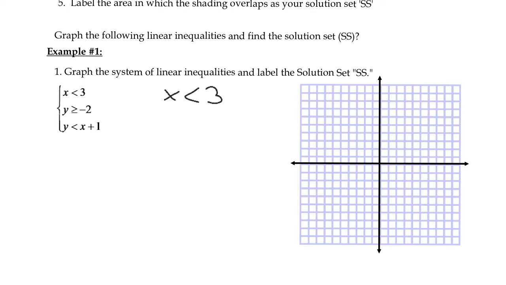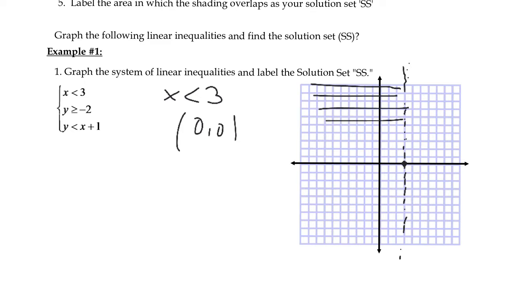So x equals 3 would be a vertical line that goes through (3, 0). Please remember this line should be dotted, a dashed line, it's not solid. So this is x equals 3. Now, how do I know that I will shade to my left? Because if you test (0, 0), 0 is less than 3. So that means I'm shading this part. So x less than 3 is the area I shaded.